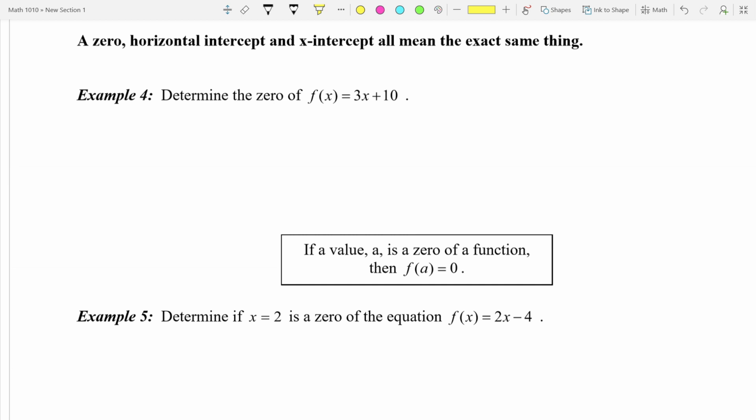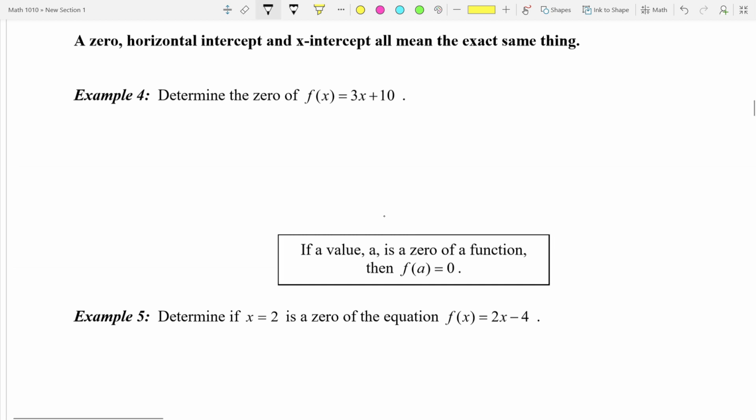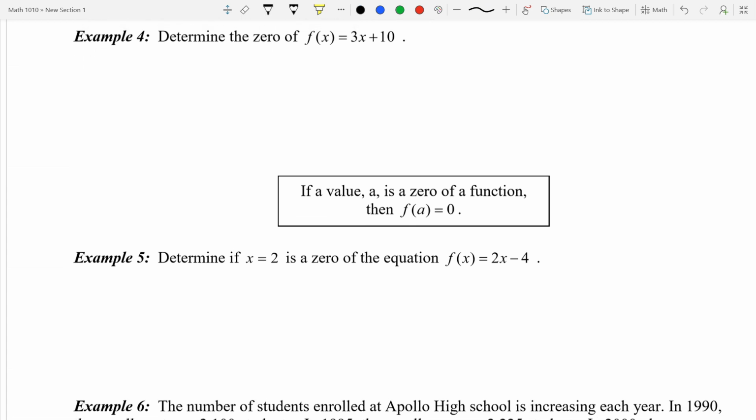Okay. A 0, we talked about this. A 0, a horizontal intercept, and x-intercept all mean the same thing. To determine the 0, you're going to let y be equal to 0. So go into that equation, and now I'm stressed out, everybody, because I don't even see a y. Somebody tell me. What is it? That's the f of x. Good. So you have 0 equals 3x plus 10.